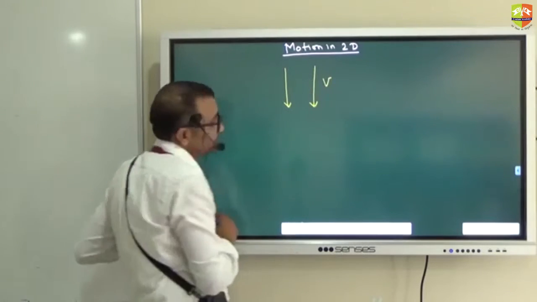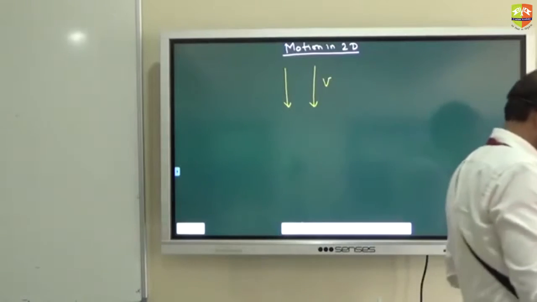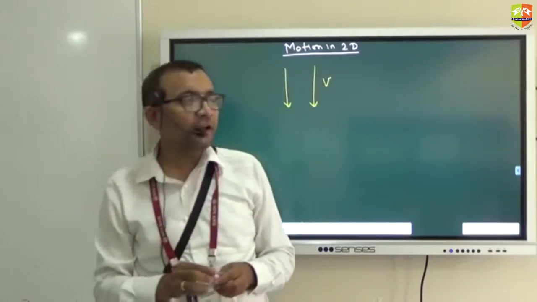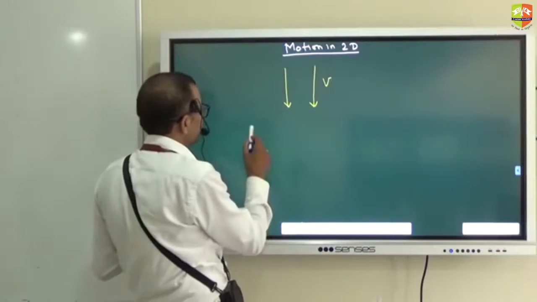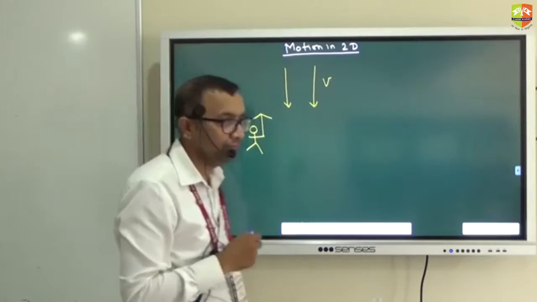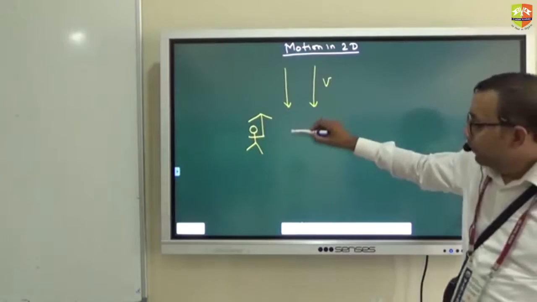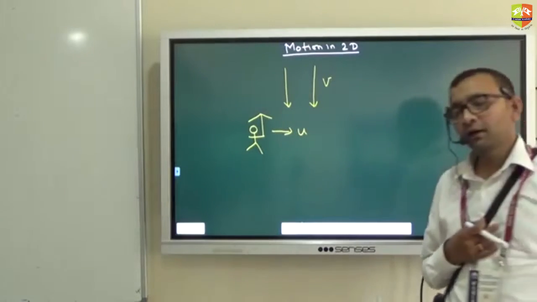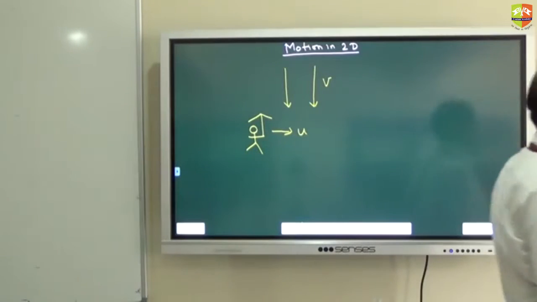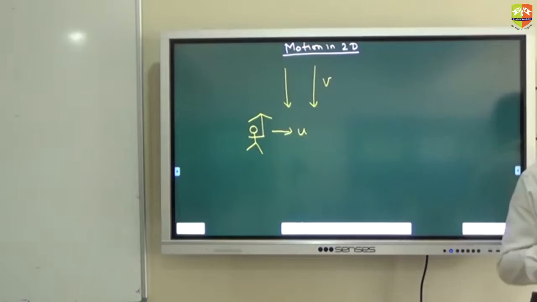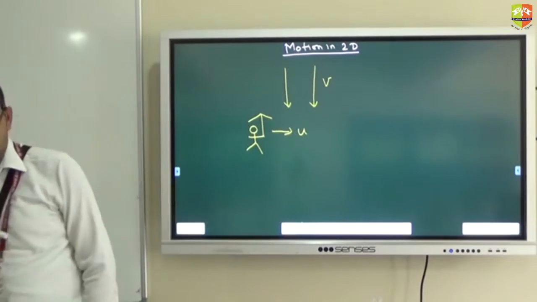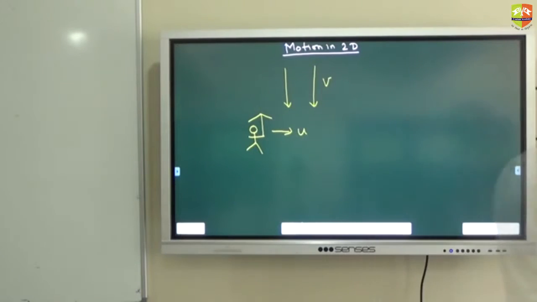Suppose this is the velocity of rain. Rain is falling vertically down with velocity V. Ignore gravity. The rain is falling with constant velocity. And there is this person who is holding the umbrella. So this person is moving with velocity U. You need to find out at what angle the person should tilt the umbrella so that the person does not get the rainwater. At what angle the person should hold the umbrella? One person has got the answer, others.